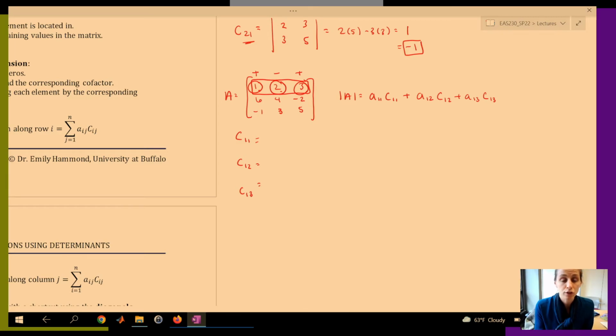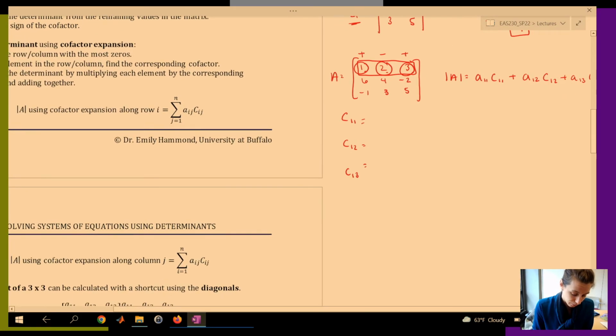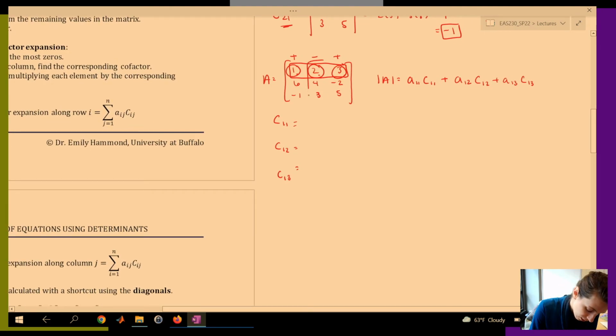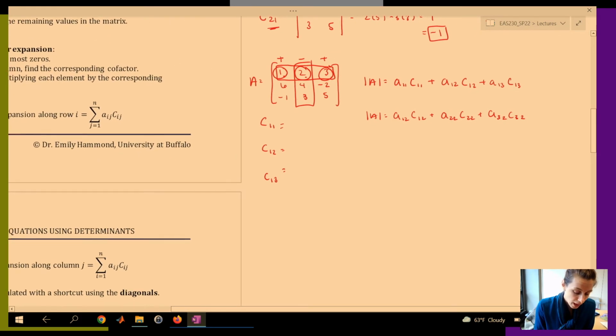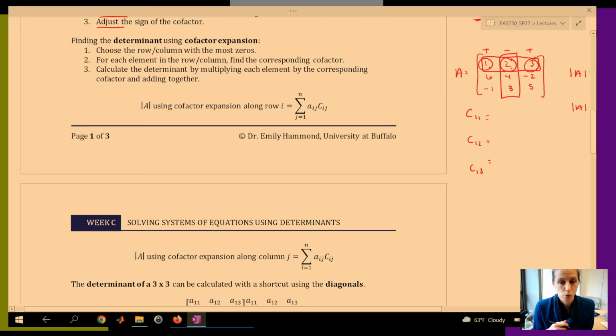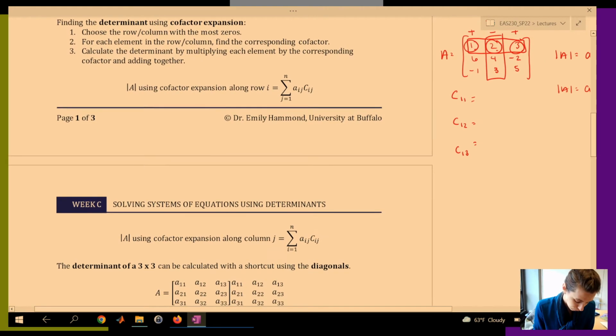And the process holds for any row or any column. It doesn't matter. So I could do it with this column instead, and it could be A12, C12 plus A22 times C22 plus A32 times C32. It doesn't matter. You can choose any row, any column. You will get the same answer. Okay, so that is cofactor expansion. We'll go over lots of examples, or a couple examples in class.